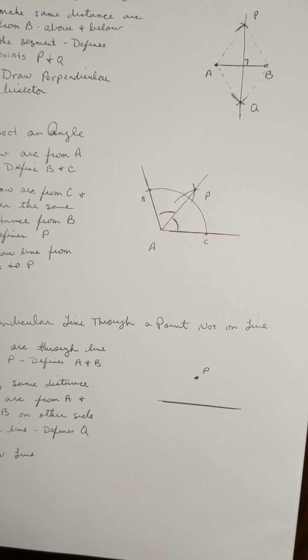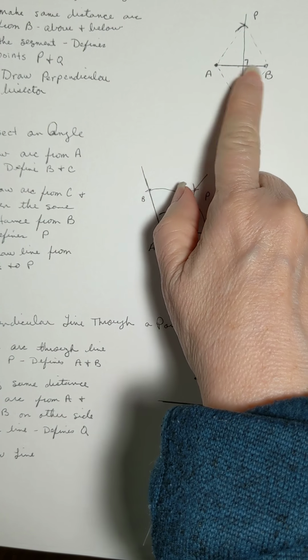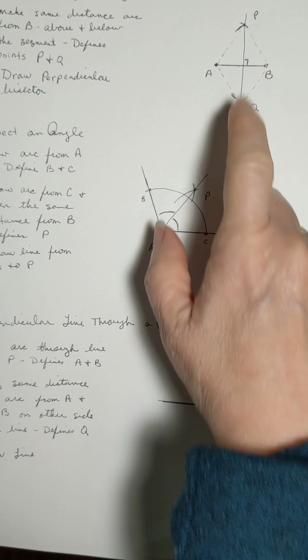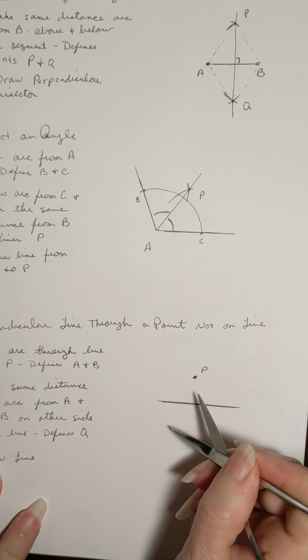Now, let's say we want to make a perpendicular line through a point that's not on the line. All right? So what I'm going to do, notice it's very similar to this one, but I don't have points A and B. So what I'm going to do is make points A and B. So I make an arc from point P that goes through this line.